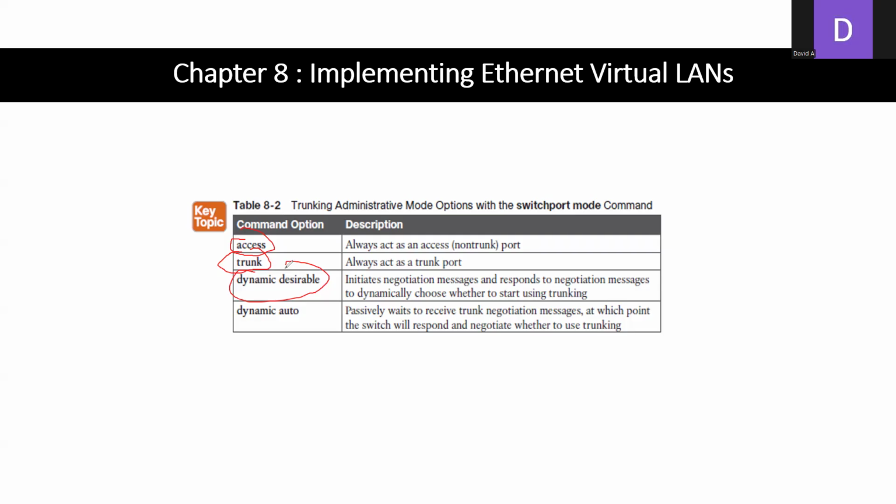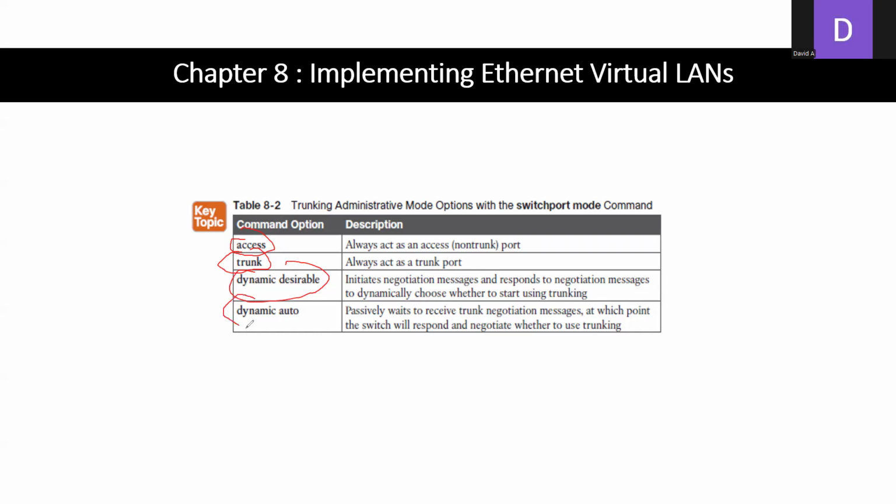So what you're telling the switch is to desire a connection. It's going to start communication and it's also going to be listening for communication, for DTP messages, to set up trunks dynamically. That's if you use the command desirable, as far as administrative mode.